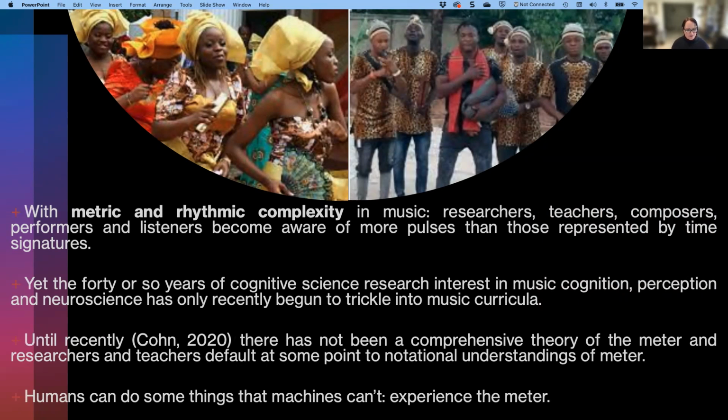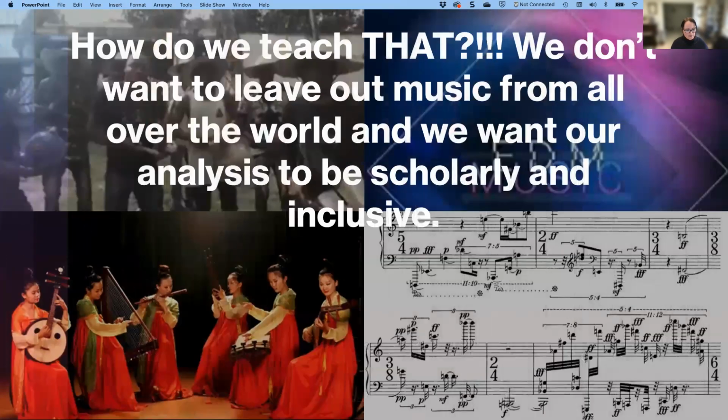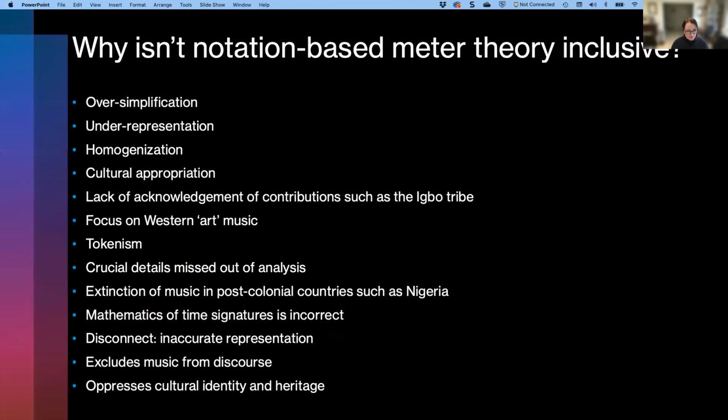However, the motivation for this paper is initiated by the gaps that remain, which contribute to what is labelled as inclusion. But is it, in practical application, really a form of tokenism? In other words, what more can students learn from studying music from around the world? Don't they already learn about the rhythm and the pitch and the cultural aspects? We should ask, why isn't notation-based meter theory inclusive?